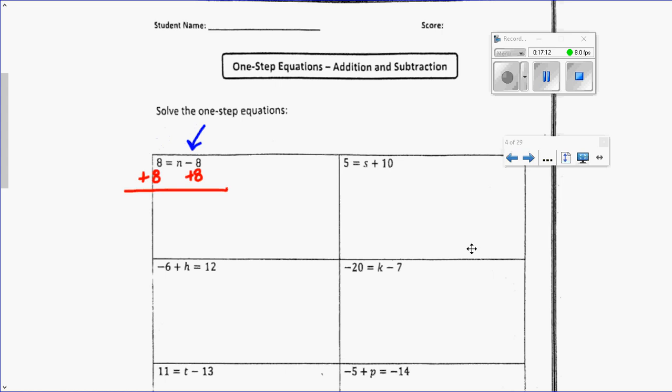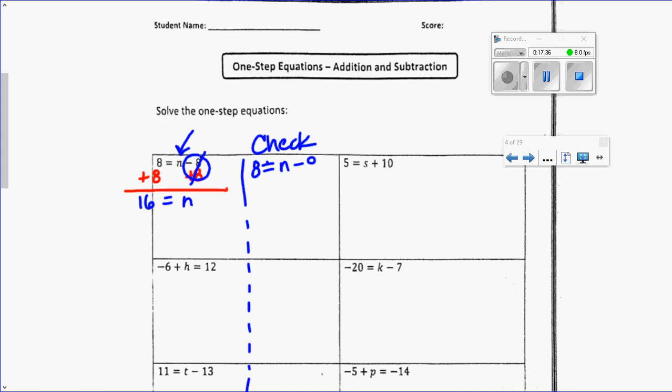Now I can draw my line. These cancel. On the left-hand side of the equals, I have 16. And on the right-hand side, don't forget, I still have the n. Okay? So 16 is equal to n. Now I'm going to go ahead and do my check. 8 equals n minus 8. So I think that n is 16, so let's go ahead and plug it in. What is 16 minus 8? It is 8, and that is equal to 8. Good. So my answer isn't 8, though. Remember, my answer is 16.